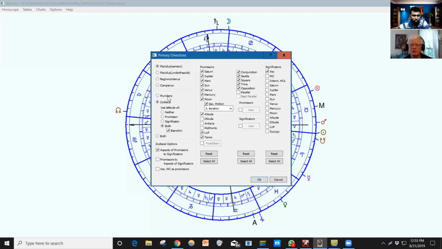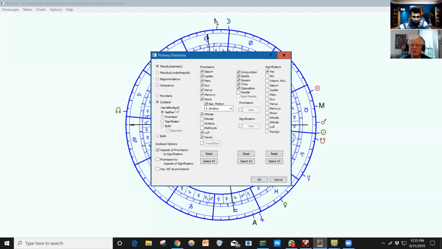Okay, then there's a choice, mundane or zodiacal. Mundane means you're simply measuring things on the equator, the projections on the equator. That's not a classical method. The classical method was the zodiacal, preferring to use the ecliptic to measure things. So I would recommend using zodiacal. And then you have a choice.